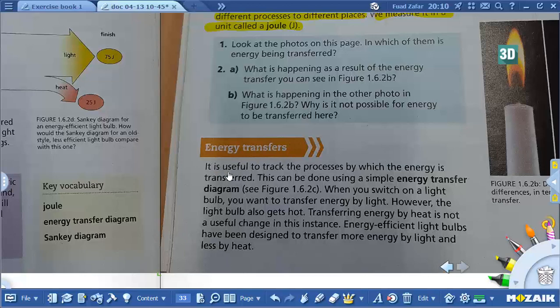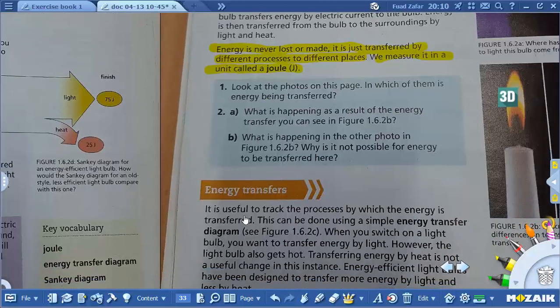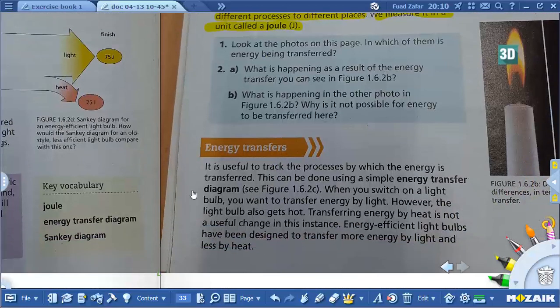Energy transfers. It is useful to track the process by which energy is transferred. This can be done by an energy transfer diagram. In figure 1.6.2c, you will have it here. When you switch on a light bulb, you want to transfer energy by light. However, the bulb also gets hot. Transferring energy by heat is not a useful change. In this instance, energy efficient light bulbs have been designed to transfer more energy by light and less by heat.